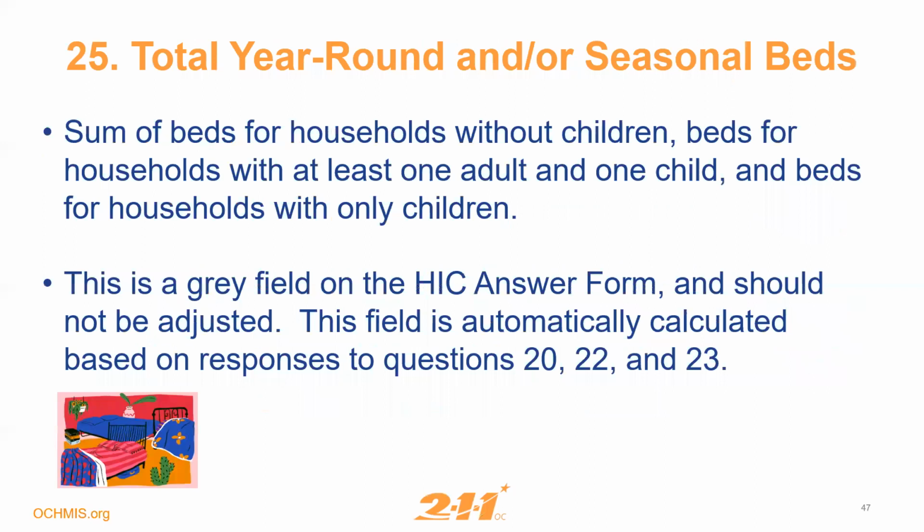Then there is a gray field. So this field will total your year-round and/or seasonal beds. So it'll just add up your answers based off of questions 20, 22, and 23.